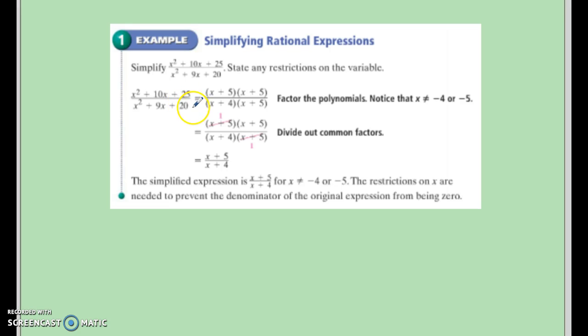Then I can factor out the common factors. I see I have an x plus 5 in the numerator and an x plus 5 in the denominator, so those can go away. So my final solution is x plus 5 over x plus 4.